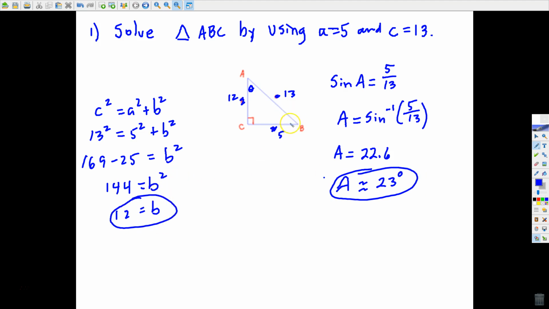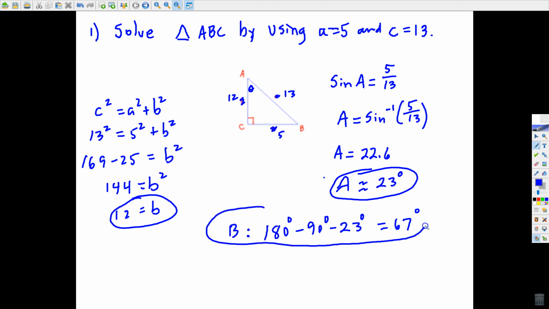And now we just need to find angle B, and we can use the knowledge that the sum of the angles of a triangle add up to 180 degrees. So we'll subtract the angle C, the 90 degrees, and our newly found angle A, 23 degrees, and plug that into our calculator, and that will give us the measurement for angle B. And that should be 67 degrees. All right, and that is your complete answer to number 1.